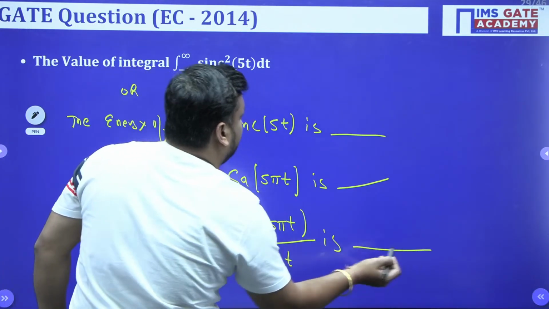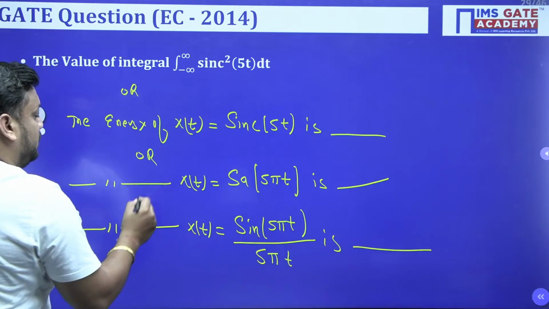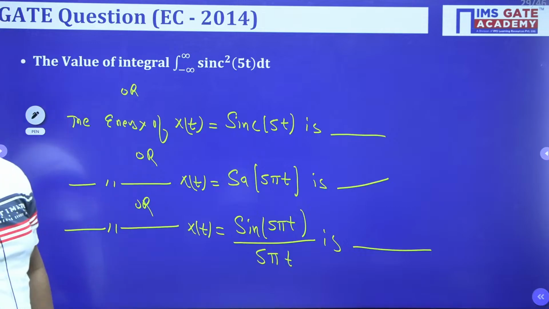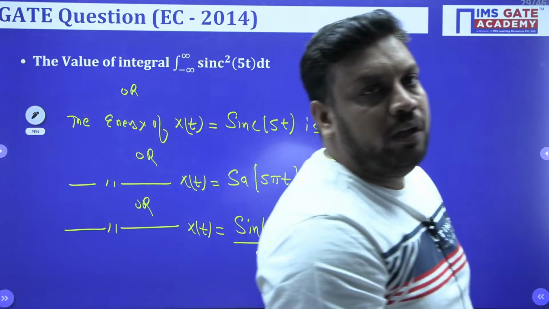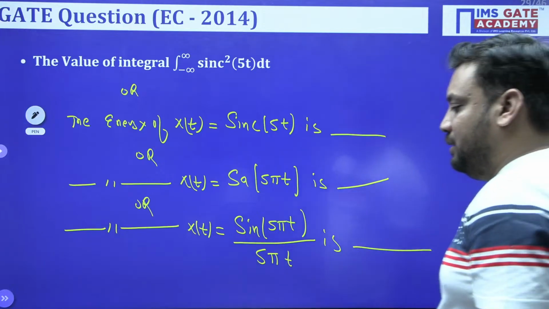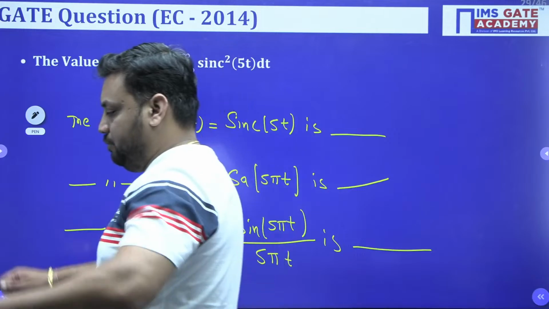All are having the same answer. It means the same question can be asked in 4 different forms. The same question asked in 4 different forms, the answer is one only. There should be only one answer, guys.